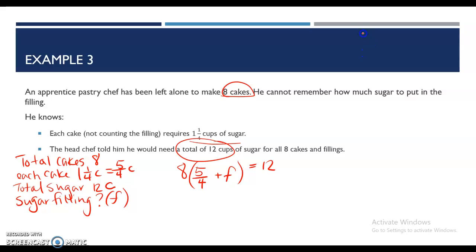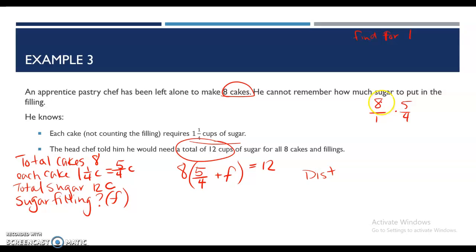I started with, how do we find it for 1, and then you're going to multiply, and then set it equal to what it's equal to. Now, from here, our first step is to distribute. So I'm going to take 8 times 5/4, so 8 over 1 times 5 over 4.